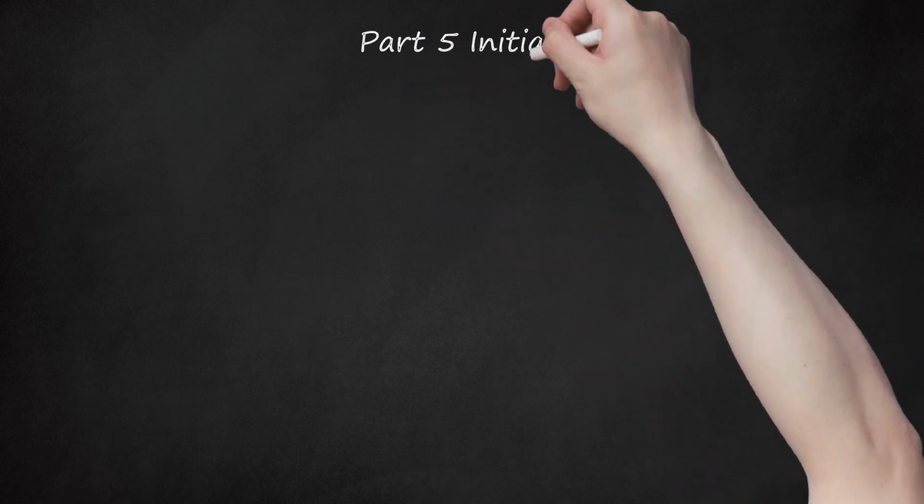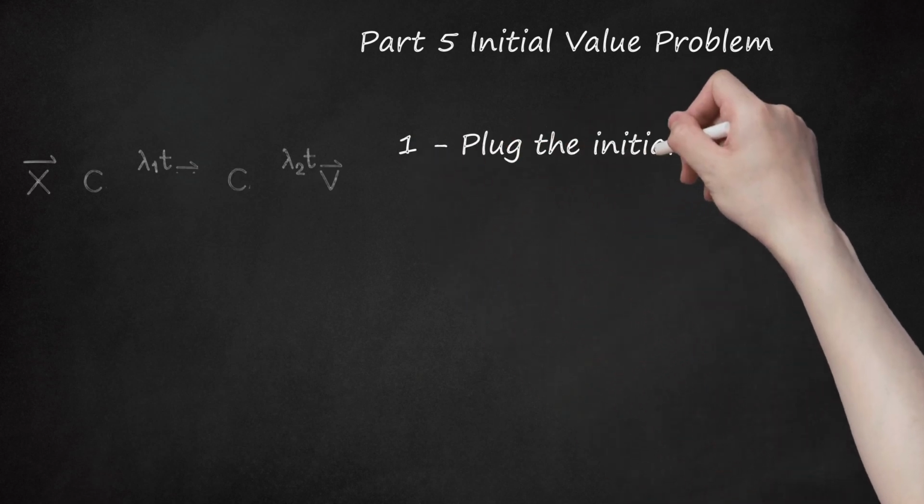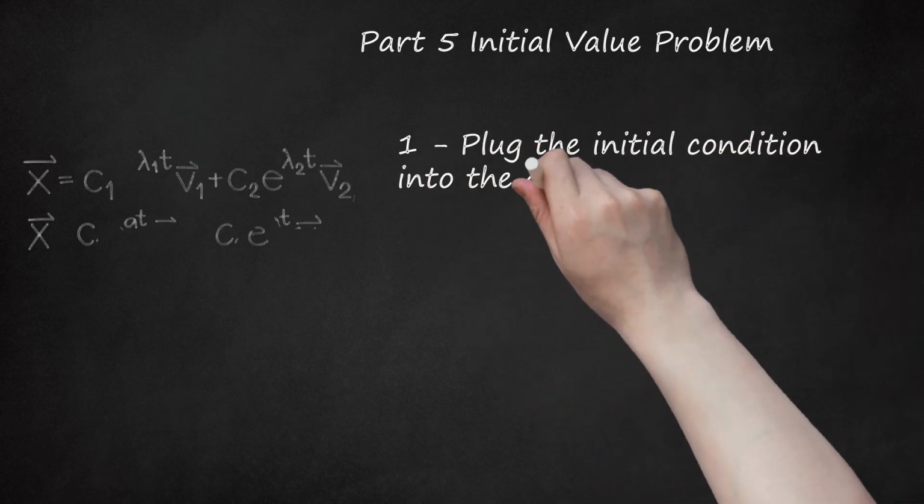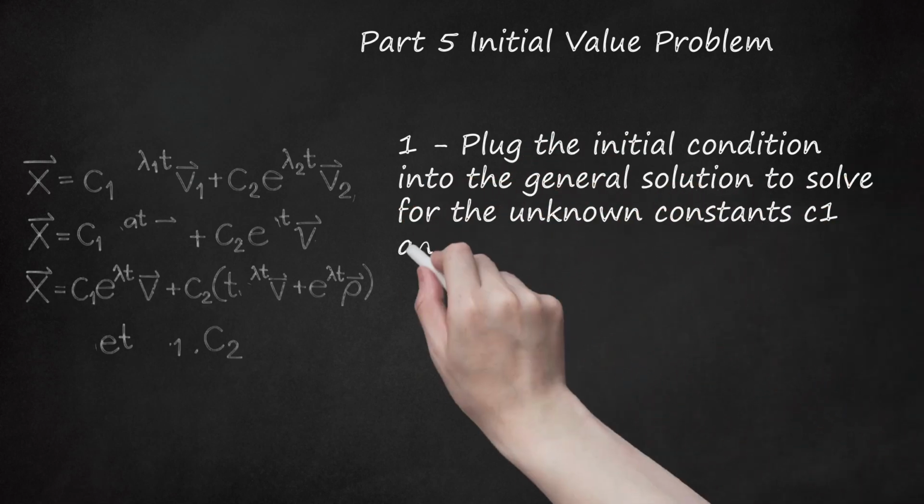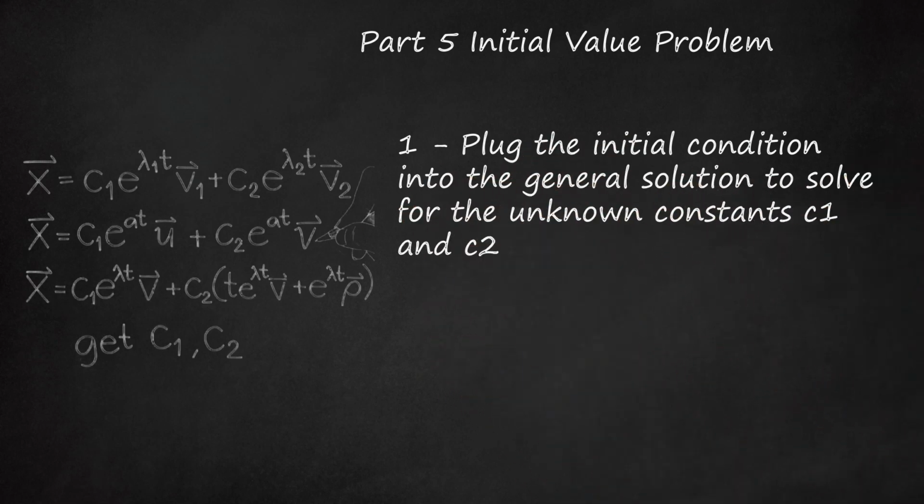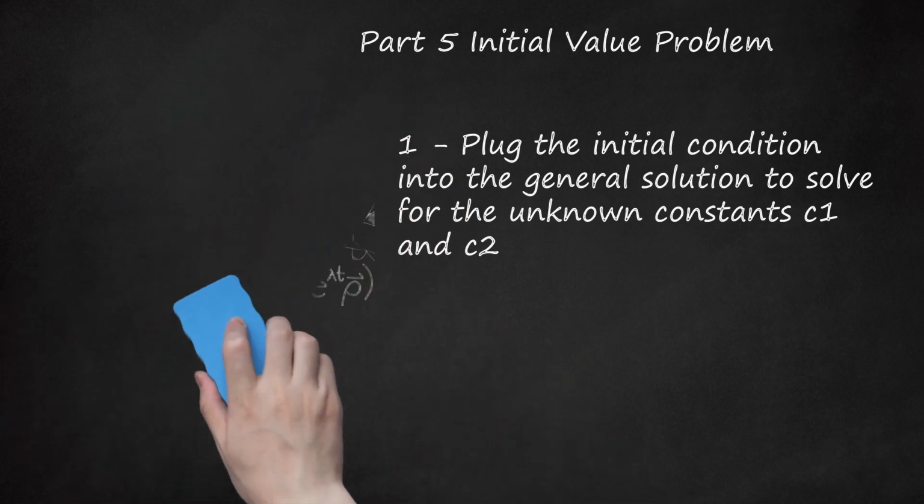Part 5: Initial value problem. 1. Plug the initial condition into the general solution to solve for the unknown constants C1 and C2. Most problems are given along with an initial condition. The solution where the constants are known is called the particular solution.